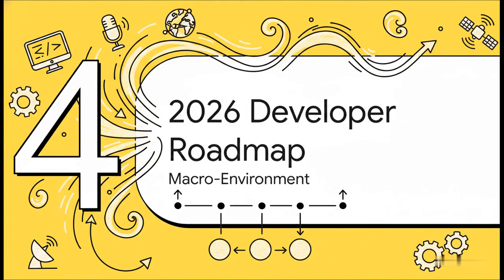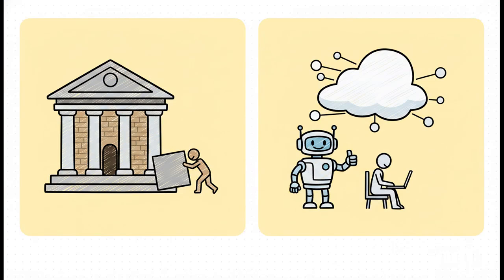That brings us to Section 4, the 2026 Developer Roadmap. It is crucial we look at the macro environment these students are entering right now. The landscape has flipped. Back in the 2010s, it was all C++ and Java, monolithic apps, and those grueling algorithm whiteboard interviews. But 2026 is incredibly different and, frankly, way more exciting.